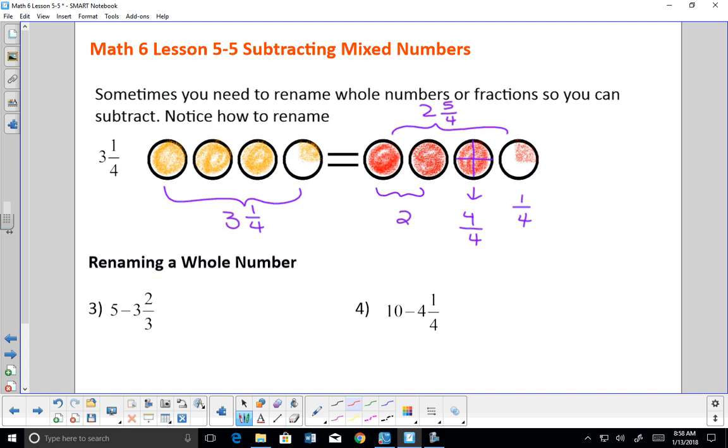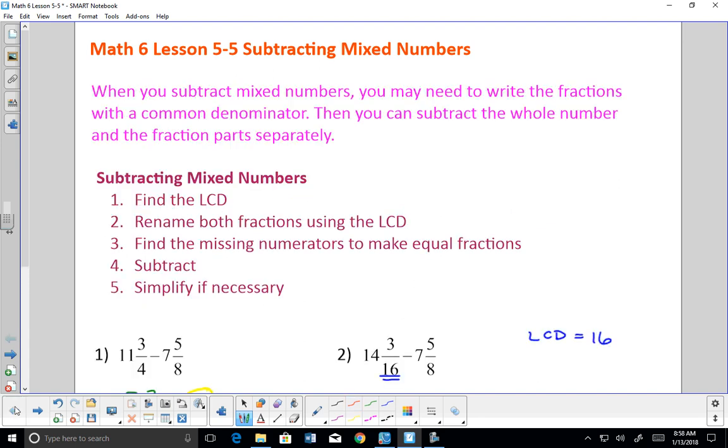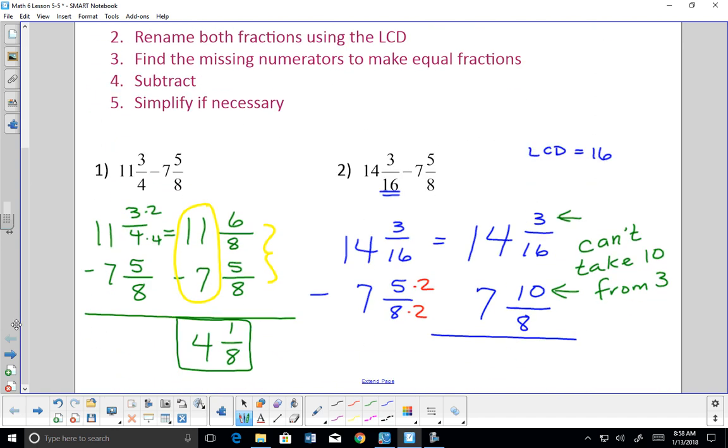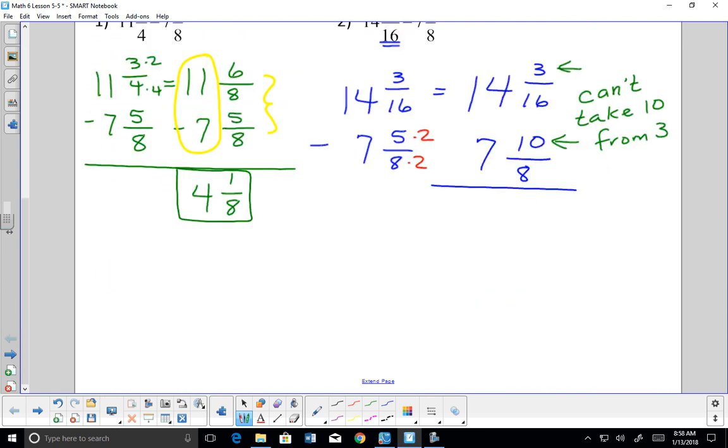So let's go back to our problem over here, where we were trying to take away 10 from 3. I can't take 10 from 3. It's impossible to take 10 from 3. So I'm going to have to rename my second fraction here. So I'm going to keep my 14 3/16. I'm just going to write it down here. And my 7 10/8.